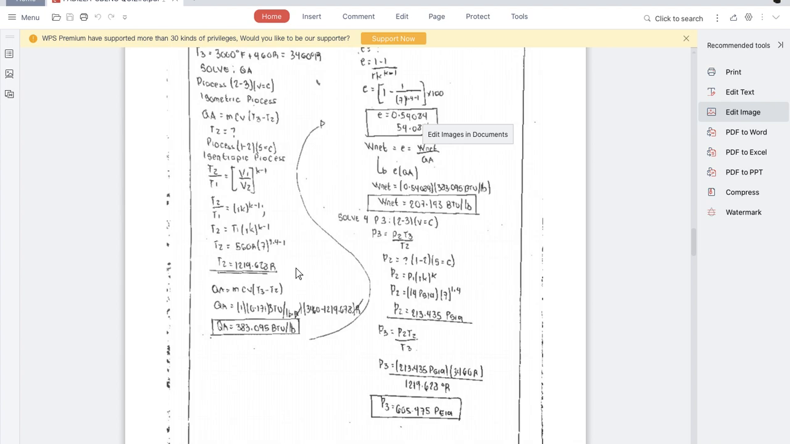So now we have P2, T3, and T2. Let's get P3. For P3, 213.435 psia multiplied by 3460 R over 1219.628 degrees Rankine, and the final answer that we get for P3 is 605.475 psia.